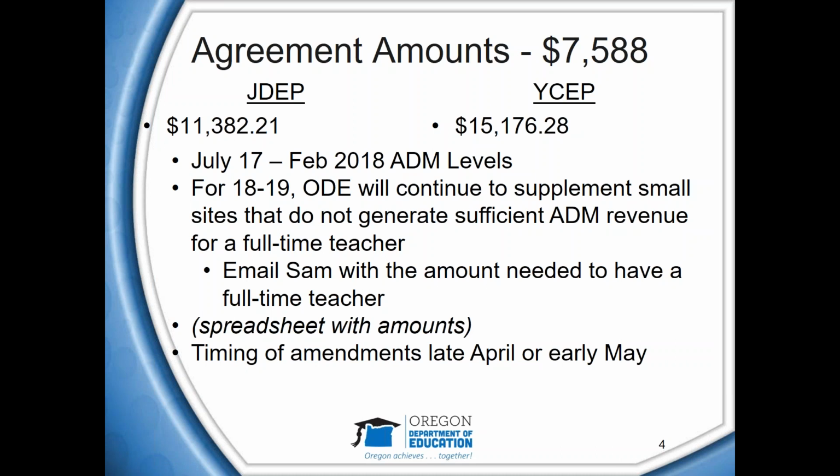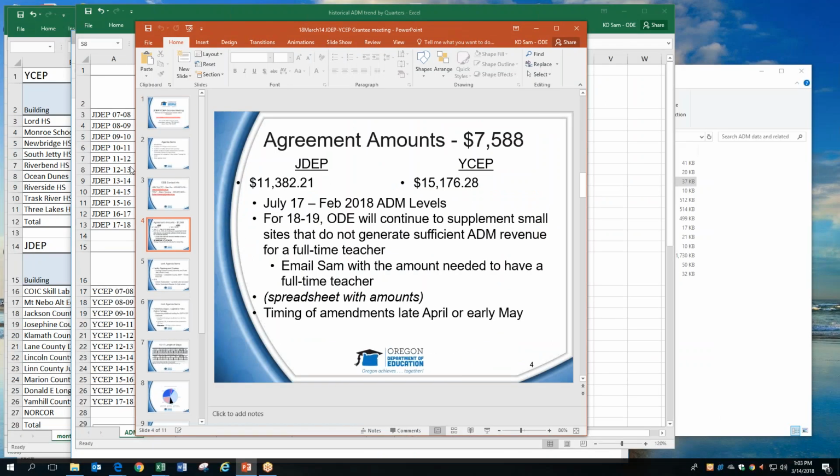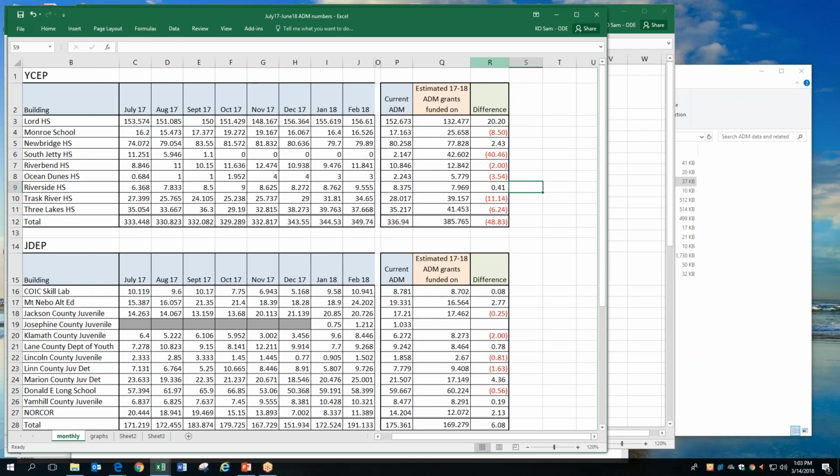For 18-19, we'll continue to supplement the small sites that do not generate sufficient ADM revenue for a full-time teacher. So for those that don't have sufficient funding for a full-time teacher, email me or contact me, and then we'll try to supplement you. And here is a spreadsheet.